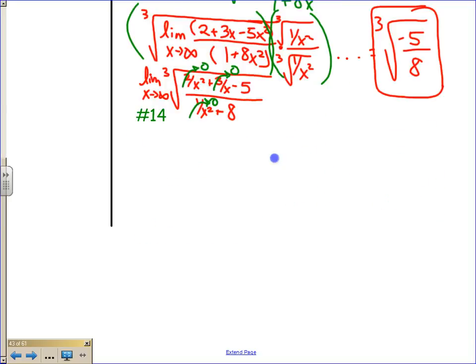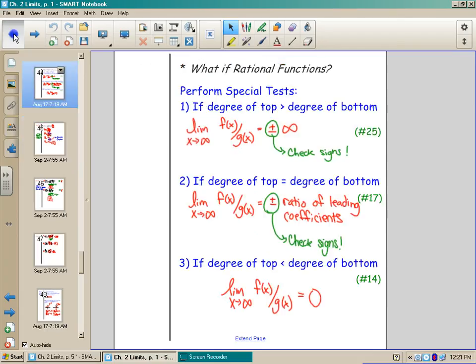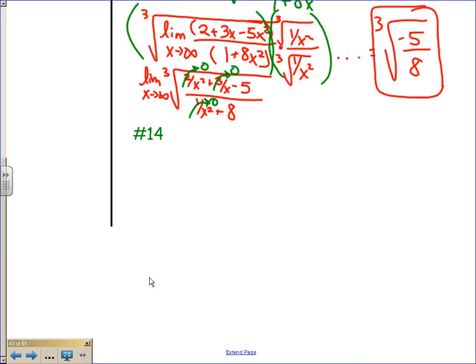Now, number 14, let's do one more. Although I don't want to go looking at my book for it, so I'm going to go steal it from the other class. Plagiarism. The limit as x goes to infinity of 1 over x to the 12. There we go. The limit as x goes to infinity of 1 over x minus 2.